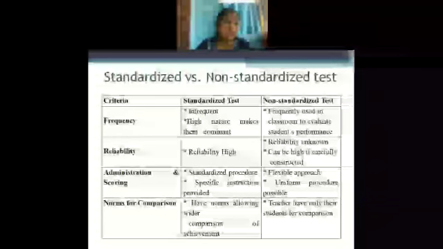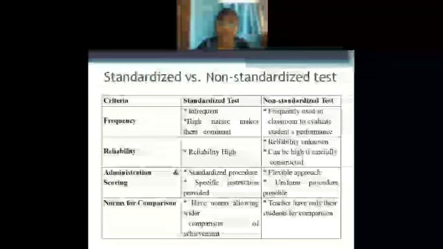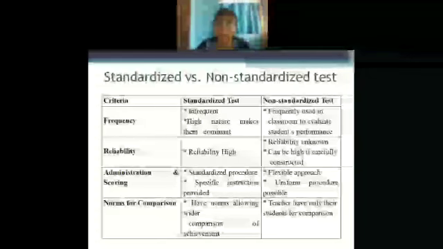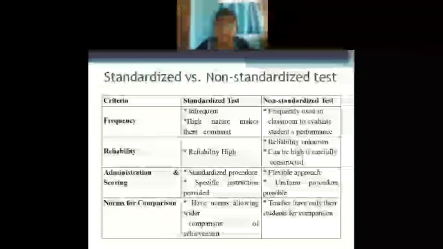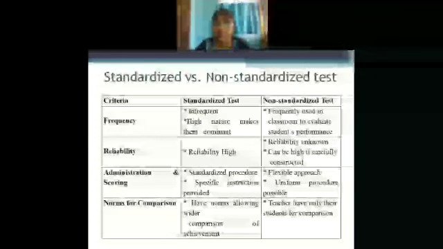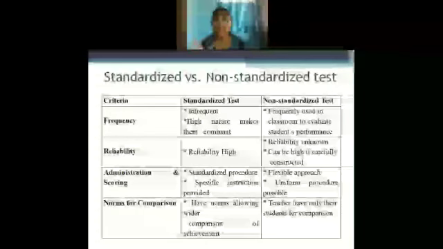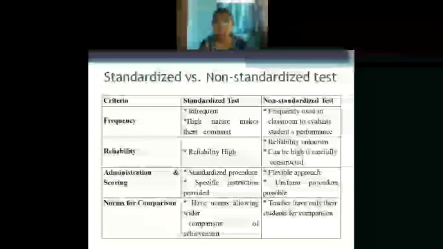Norms for comparison: standardized tests have norms allowing wider comparison of achievement. So we can compare, as some norms are there on which we can compare the achievement of the students for the standardized test. For non-standardized tests, only the teacher has their students for comparison. Only the teacher can compare. While taking the test, while checking the papers, a teacher will know, oh, this student is writing this answer properly, and this student is not writing the answer properly. So there is a comparison somehow, and this can be done by teachers.